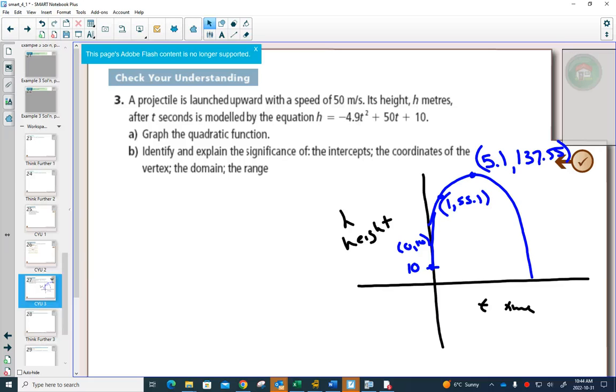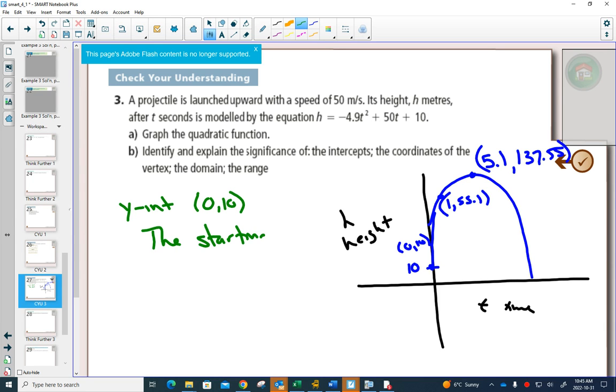Okay, so we find it. Now explain the significance of the intercepts, the coordinates of the vertex, the domain, and the range. So when we talked about the y-intercept, which we figured out to be 0, 10, in this situation, that's our starting height.